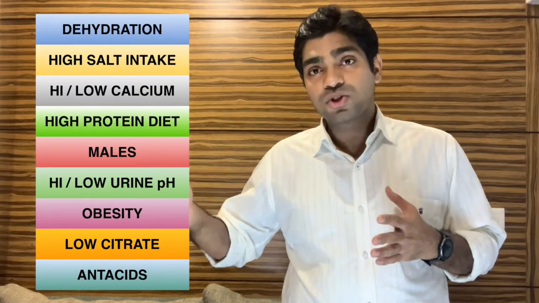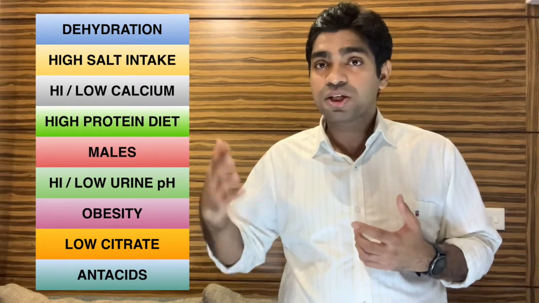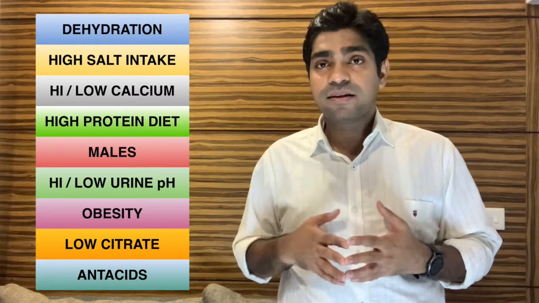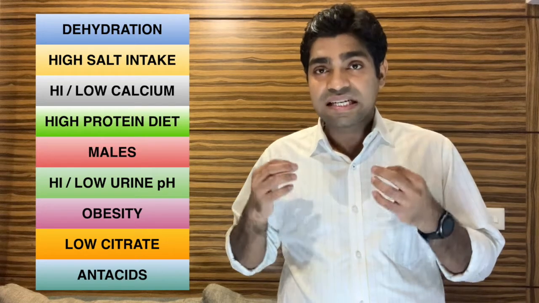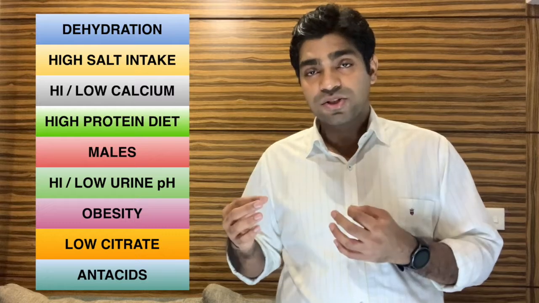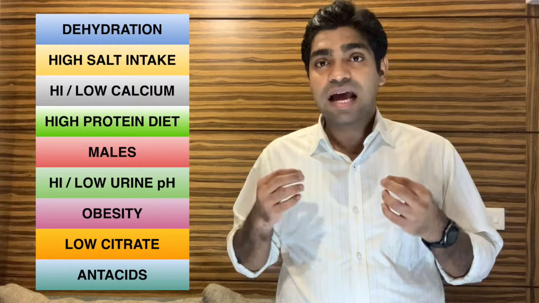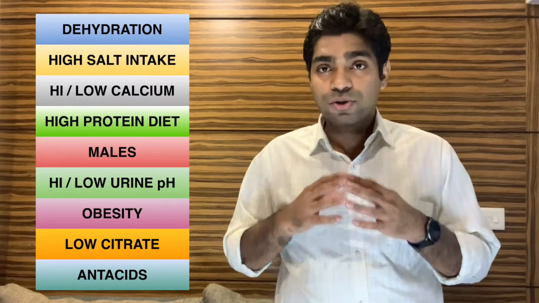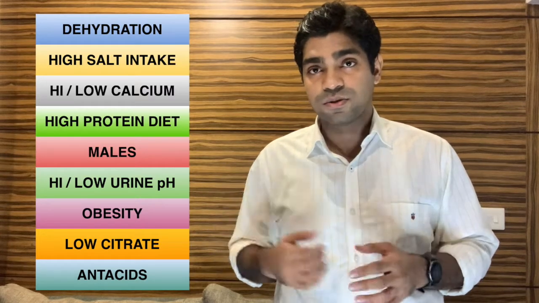If the urine pH is too high or too low, again it causes supersaturation, crystallization and stone formation. Obesity is another risk factor which predisposes to renal stones. Low citrates in the diet also predispose to calcium oxalate stones. And then antacids, the medications for acidity that we generally consume over the counter, are also not good and one of the predisposing factors for renal stones.